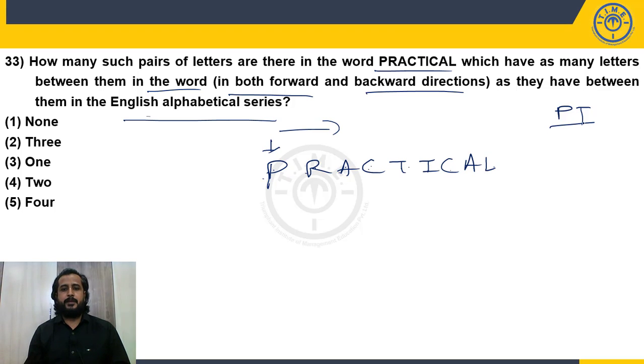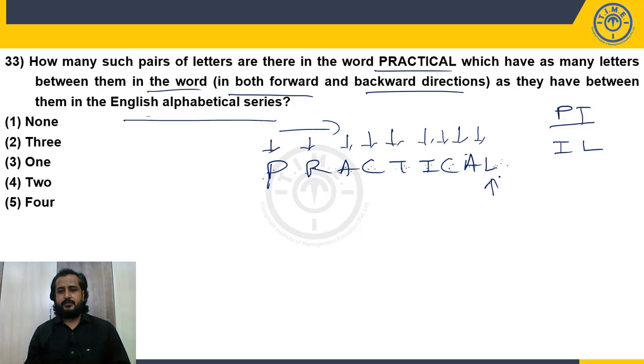No, only one with the P. Next, R, S, T, U, V, W, X, Y. No. A, B, C, D, E, F, G. No. C, D, E, F, G, H. No. T, U, V, W, X. No. I, J, K, L, S, I, L. C, D, E, no. A, B, no. So in the forward direction, we have only two pairs.